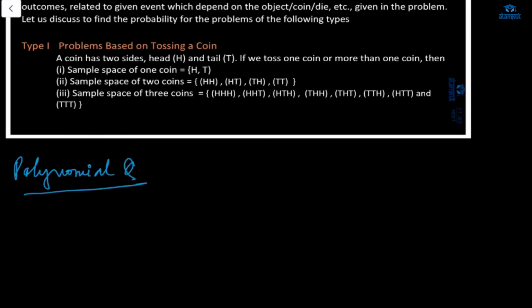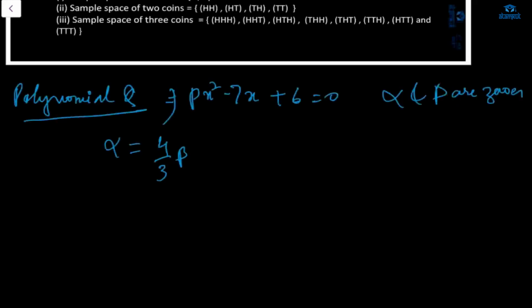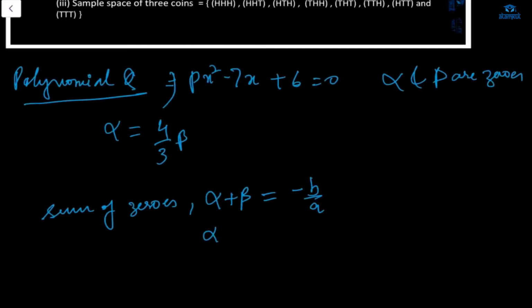So your equation is px square minus 7x plus 6 is equal to 0, and alpha is equal to 4 by 3 beta, where alpha and beta are zeros. We know that the sum of zeros, alpha plus beta, is equal to minus b by a. Putting this in, alpha plus 4 by 3 beta is equal to minus b by a. The value of b is minus 7, and a is p.